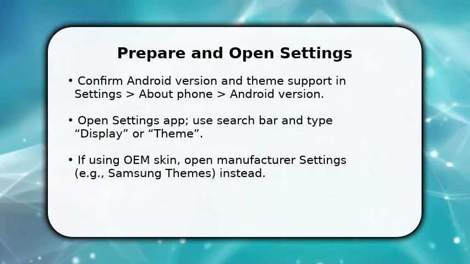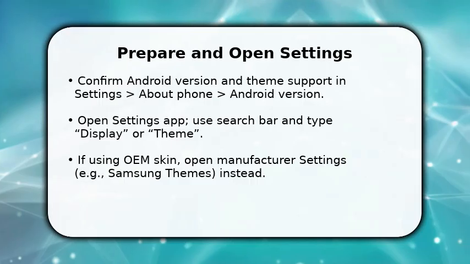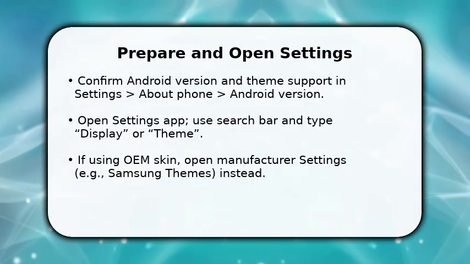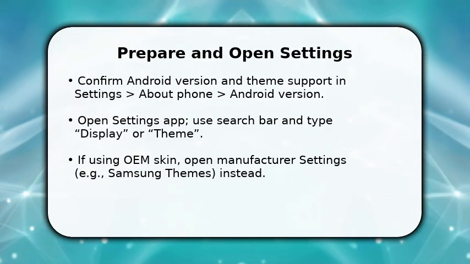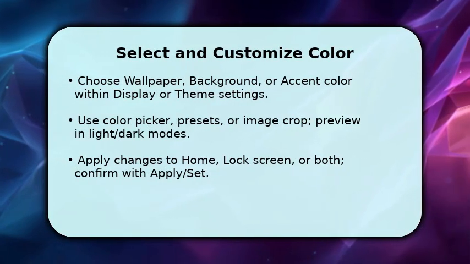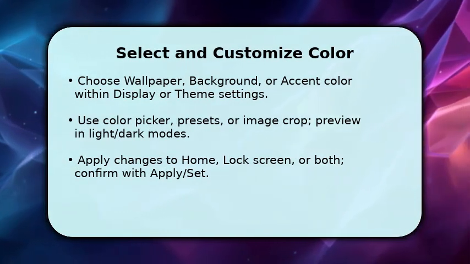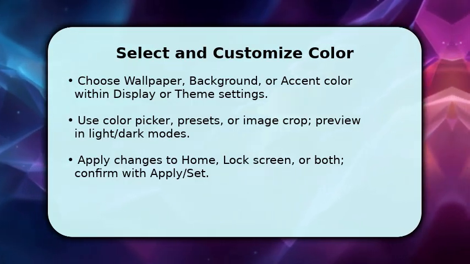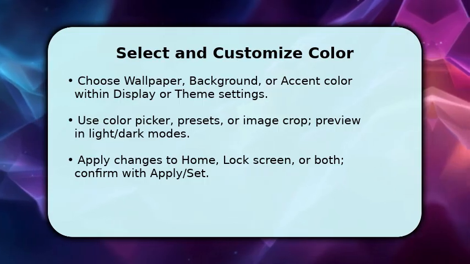Once in the display settings, look for Background, Wallpaper, or Accent color options so you can begin editing without toggling through unrelated menus. Now choose the specific control: Wallpaper, Background, or Accent color. Tap a color picker or preset. You can also select an image and crop it to create a custom background.